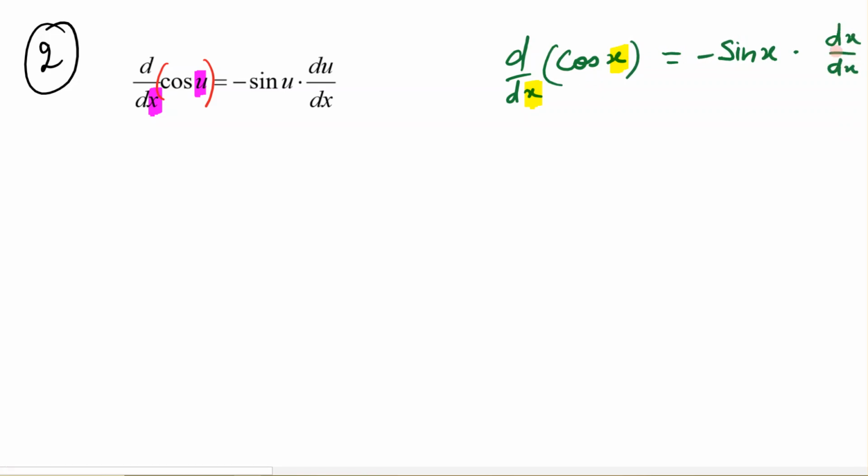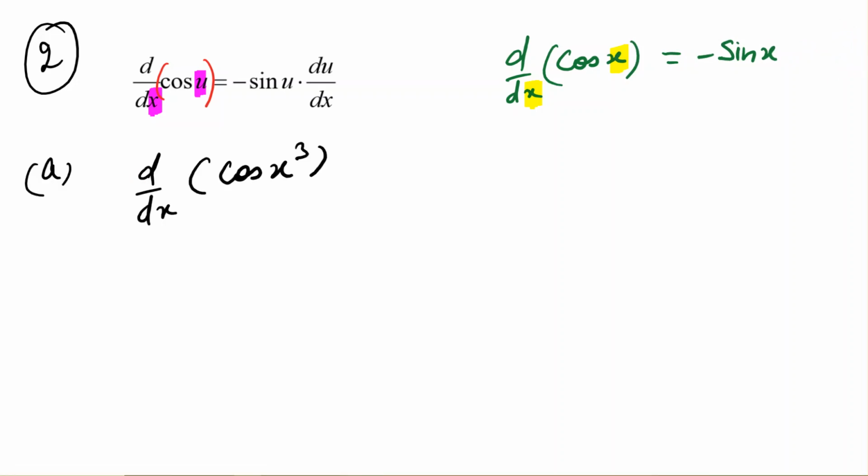So derivative of cosine is negative sine x. Alright, so let's find the derivative of cosine x cube. First we're going to take the derivative of cosine, which is our outside function. So derivative of cosine is negative sine of whatever angle you have. And then since we have x cube here, we need to take the derivative of x cube by chain rule.